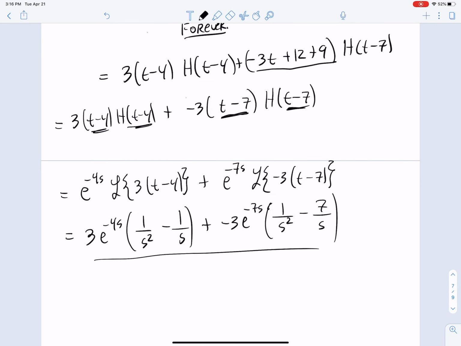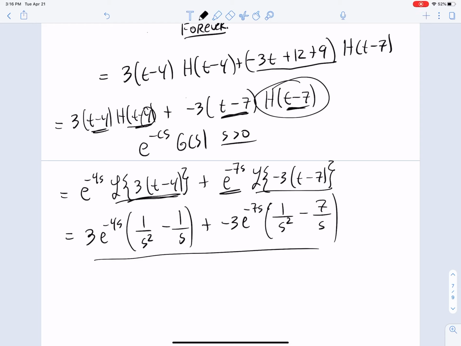So the first one, when I transform it, right, you get e to the minus cs G of s, s greater than 0, right? So that's my c value, so e to the minus cs, and then the Laplace transform of 3 times t minus 4. Still have to work that out. e to the minus 7s, right, that comes from my Heaviside. And then the Laplace transform of negative 3 times t minus 7.